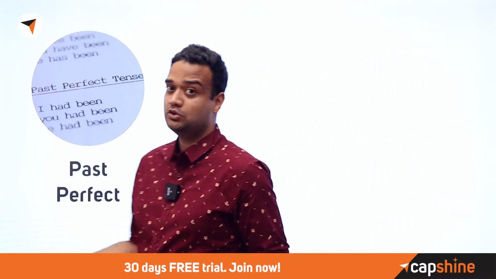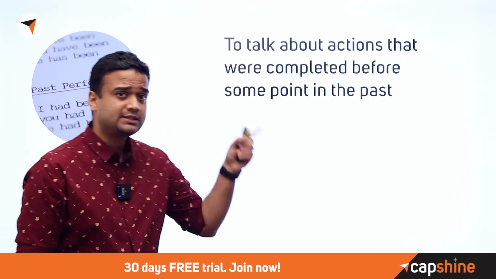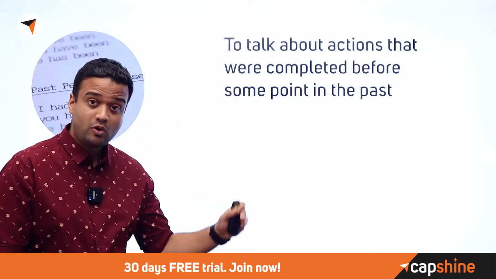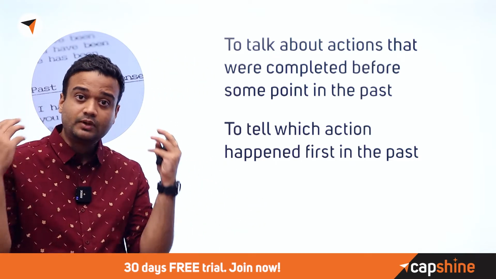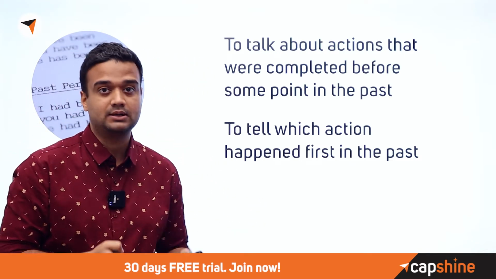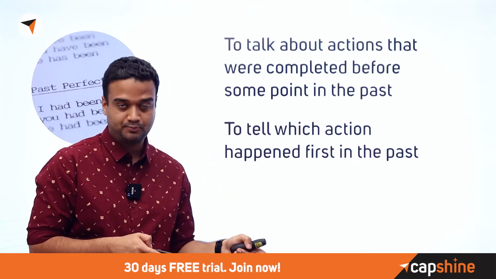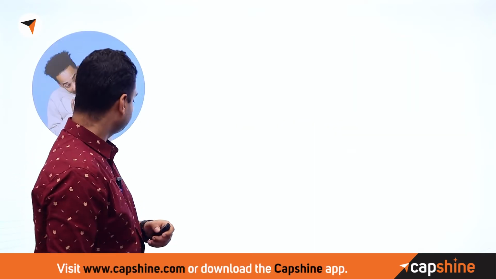So, what is the past perfect tense and where do we use it? Let's address those questions as we go forward. We use the past perfect tense to talk about actions that were completed before some point in the past. What that means is that there were two actions in the past. Both the actions happened in the past, but one of the actions or events happened before the previous action. Let's look at some examples to figure out what this means.